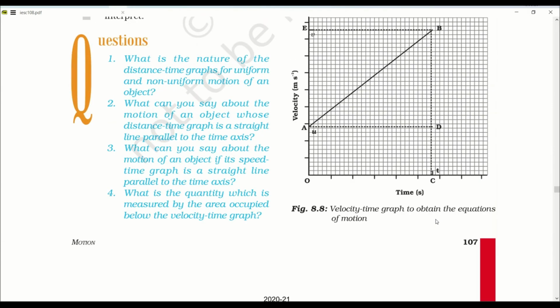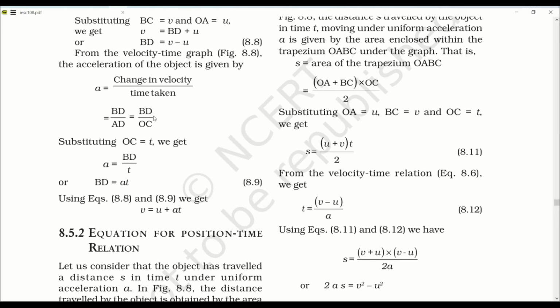BD upon AD, and the time taken is AD, and AD is parallel to OC. What is OC? That is the time taken for gaining this velocity. So instead of AD we will write OC, so that is equal to BD upon OC. OC is equal to time, so a is equal to BD upon t. Now if you multiply by t on the left hand side, it will become at. BD is equal to at. That would be one equation.